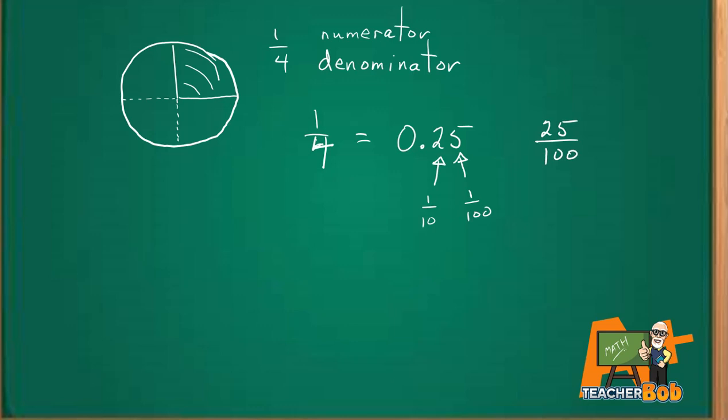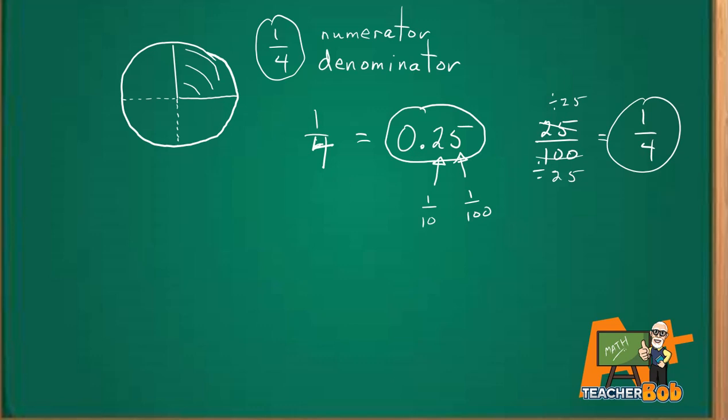So if we were to simplify this fraction, if we were to divide the top by 25 and the bottom by 25, well, what are we going to get? We're going to get 1/4, which is the fraction that we had, and I mentioned that that's equal to the decimal 0.25. All right, so let's do an example here.